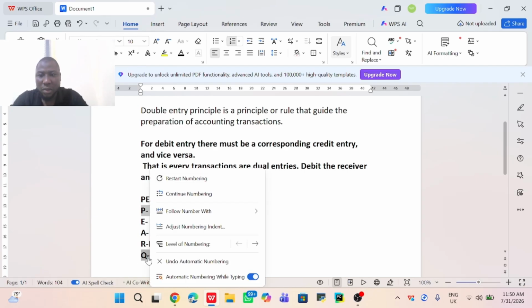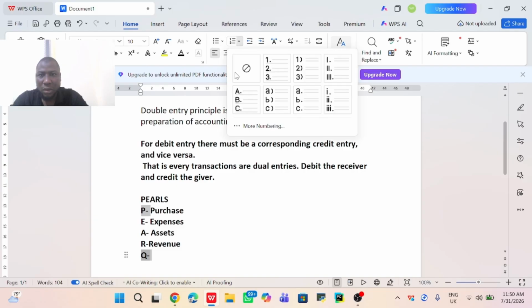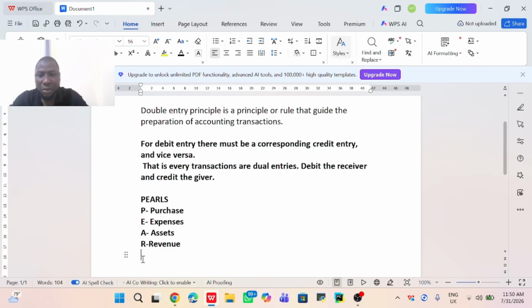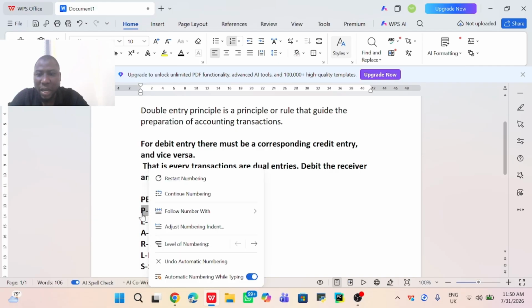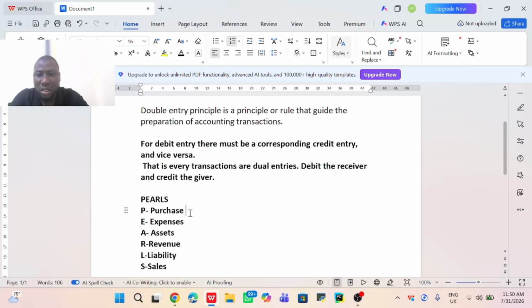We have L, which is liability. We have S, which is sales. So now, all these are tools that make us understand more about accounting entry. You see this? Let me start from here.